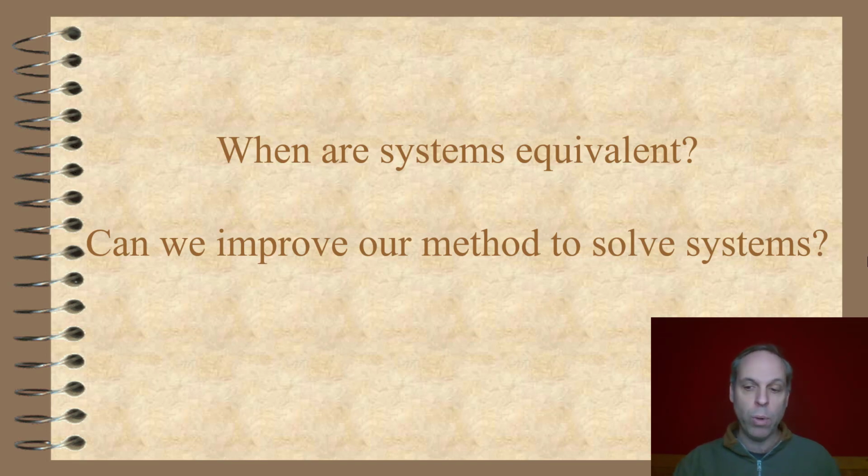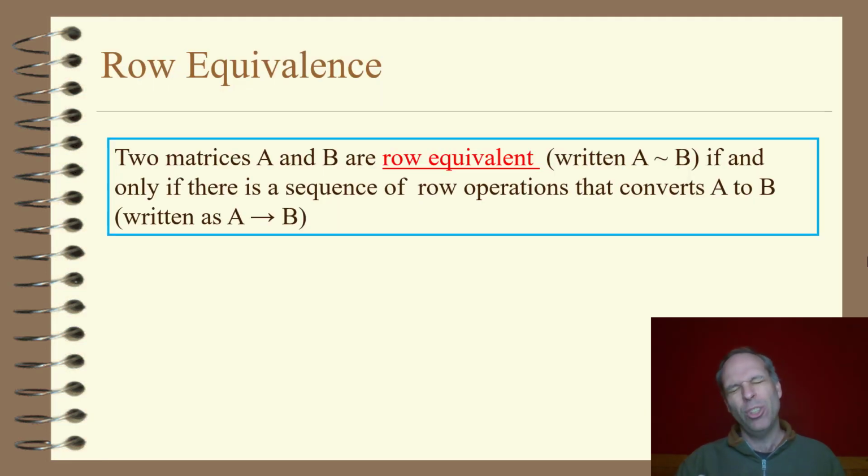And we can answer these two questions pretty quickly. To do that though, we need some more definitions. So we're going to say that two matrices A and B are called row equivalent. We'll write that as A tilde B, if and only if there's a sequence of row operations that converts matrix A to matrix B, and we'll write that as A arrow B.